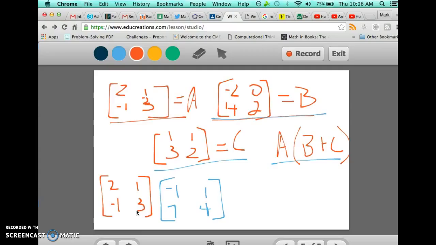So the 2 and the 1, I always start with that first row and then make it go 90 degrees. So 2 and 1 going with the negative 1 and the 7. Negative 2 plus 7 is 5. And then over with the 1 and the 4, I'm going to get 6. The negative 1 and the 3 with the negative 1 and the 7: the negative 1s make a positive 1, and 7 and the 3 make 21. Add them together, I get 22. Then the negative 1 with the 1 is negative 1. The 3 and the 4 make 12. 12 minus 1 is 11. So there's my answer for that one.